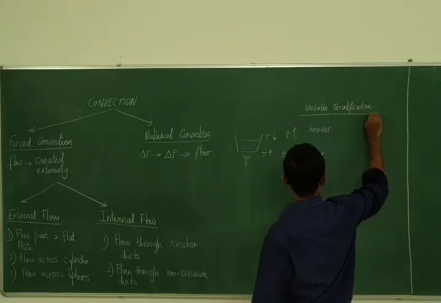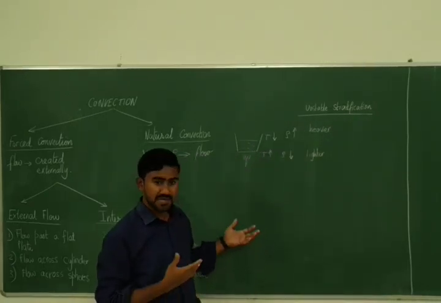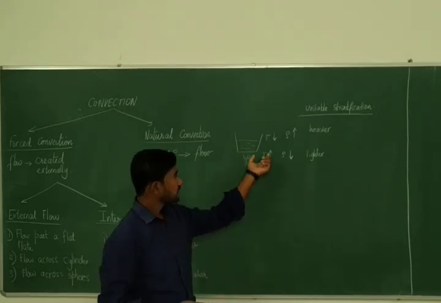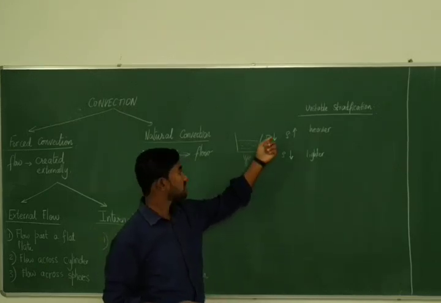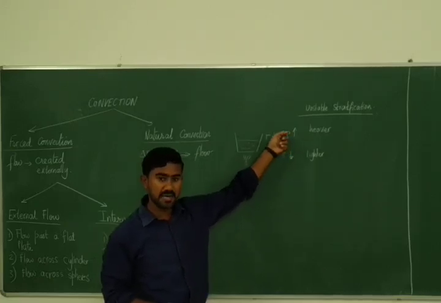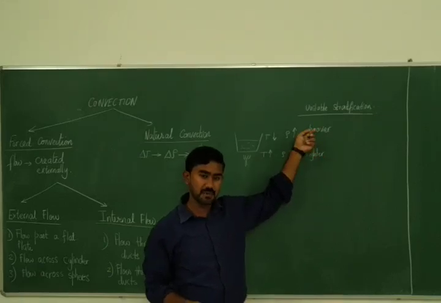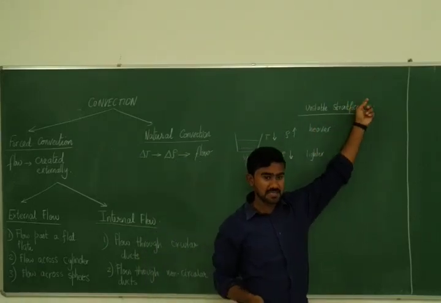Whenever you have heating from below, a liquid or a fluid, then the temperature below will be high, the temperature above will be low, the density below will be low, the density above will be high, and the lighter fluid is below and the heavier fluid is above. This is called an unstable stratification.